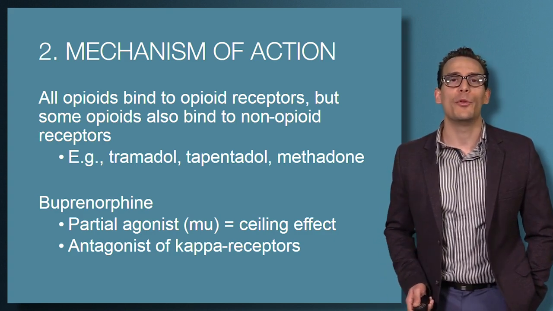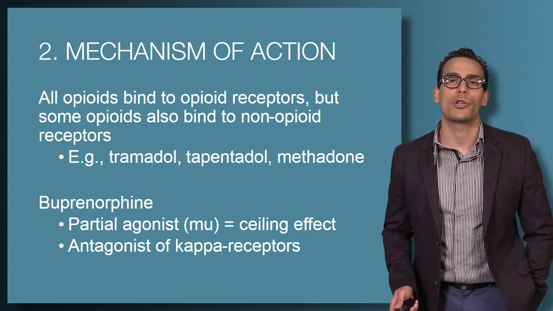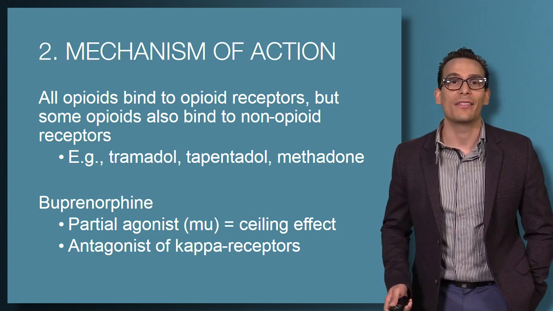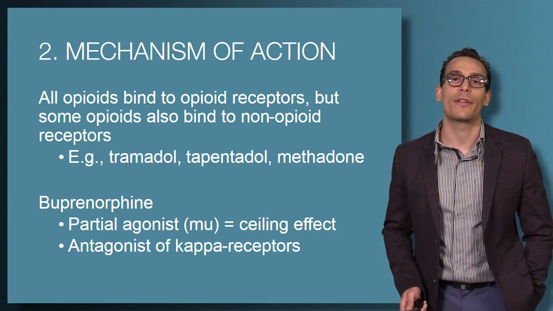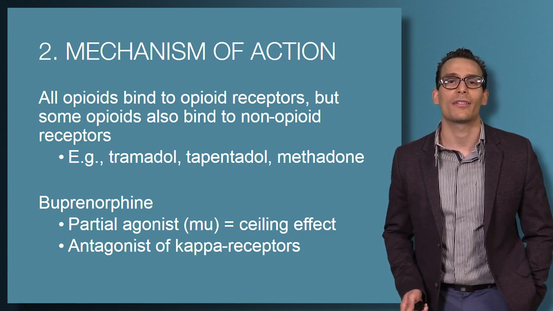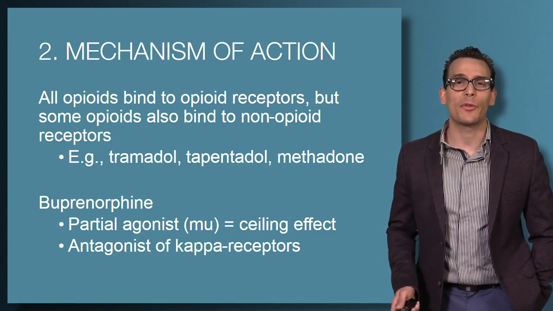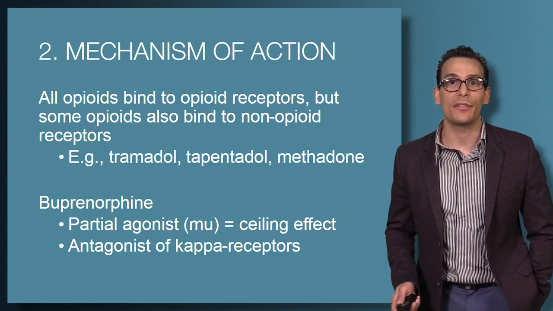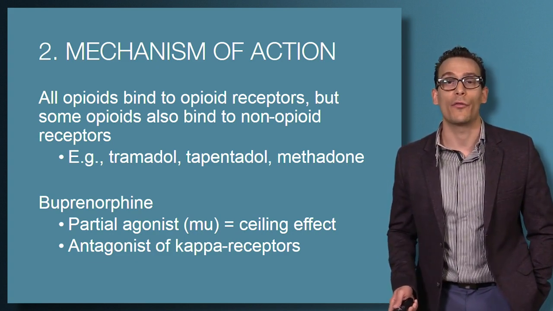The second way by which buprenorphine may be less desirable for those who wish to misuse opioids for their psychoactive effects is its ability to act as an antagonist, or blocker, of kappa receptors at high doses. We know that kappa receptors, when activated, mediate euphoria, so blocking or antagonizing these receptors also serves to limit the euphoric response.